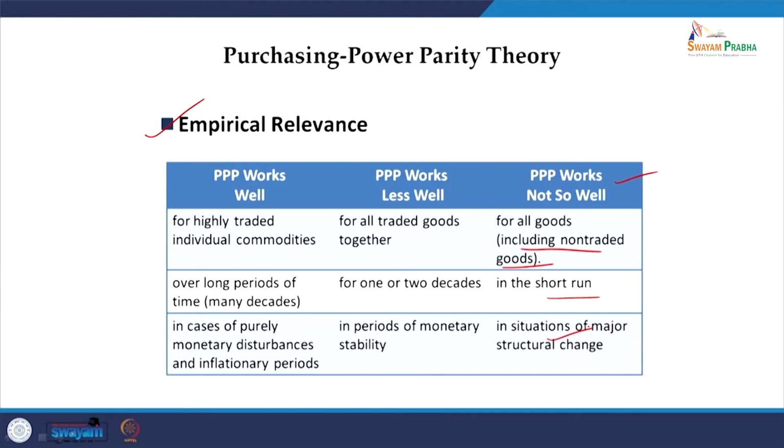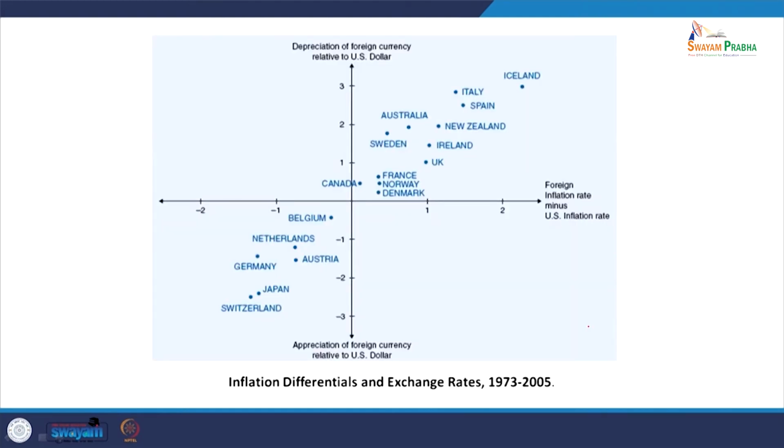In case of purely monetary disturbances and inflationary periods, if it is very pure and changes are very unique, then that is very fine. In a situation of major structural change, it is going to be very problematic. PPP does not work much, especially in periods of monetary stability; PPP works relatively less. Coming to the inflation differentials and exchange rate in this period, which country has a higher level, which are in a negative relationship, you can just have a look.